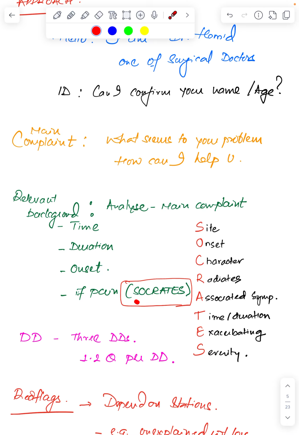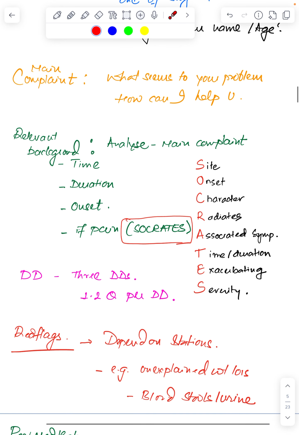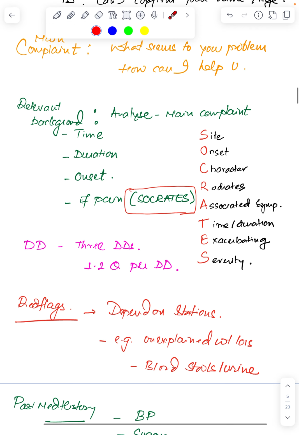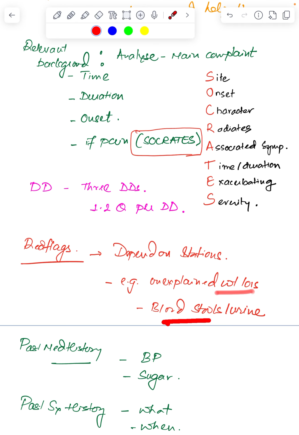So you have to remember this SOCRATES, and immediately the question should come in your mind: from where? Once you have done this, now you have to find out the differential diagnosis. You have to keep in mind three differential diagnoses, with one to two questions. Then you have to think of red flag signs depending upon the stations: weight loss, blood in the stool or urine.